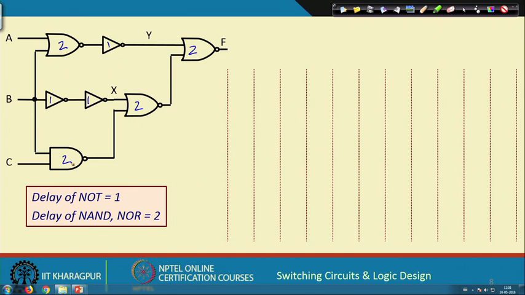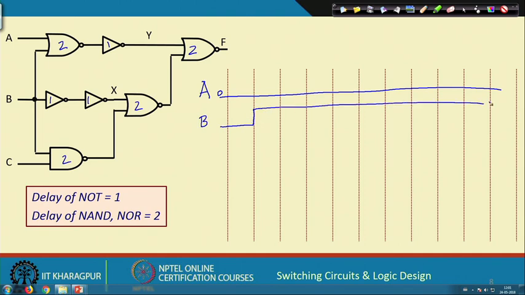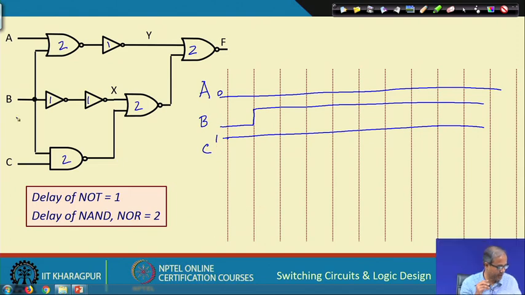Here again let us take a scenario where the input A is permanently at 0, I am applying 0 at A. B input, let us say it was 0, we make it 1 here and leave it at 1. C input, let us say it is 1 continuously. These are the 3 inputs A, B, C you are applying.